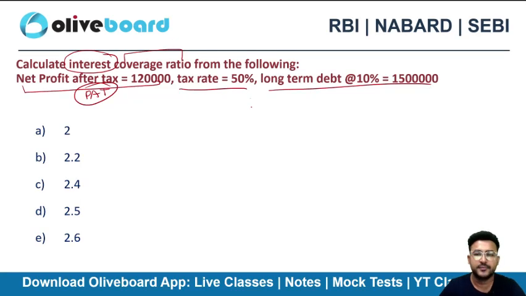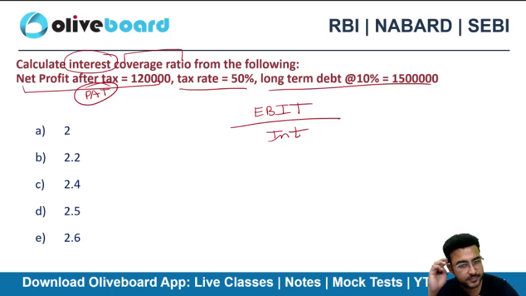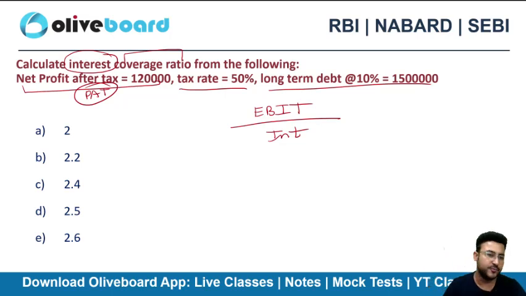It is EBIT, earning before interest and tax, divided by the interest, right? Now, do we have EBIT? No, we don't have EBIT. We have profit after tax. So let's calculate the EBIT first.